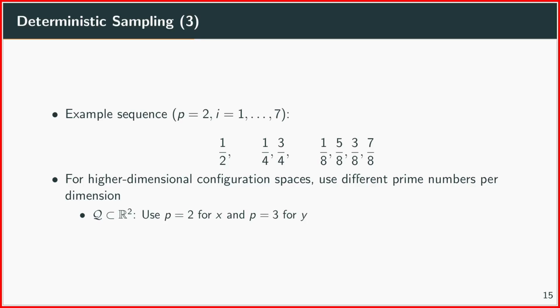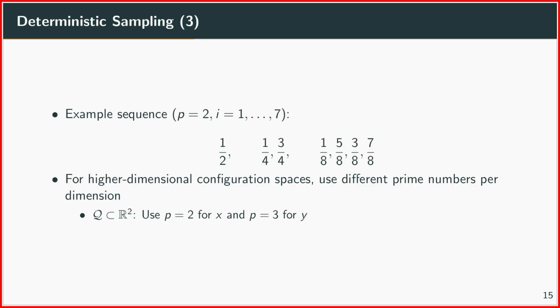Okay, so let me give you just an example sequence. For base 2, the first 7 numbers would be 1 divided by 2, 1 divided by 4, 3 divided by 4. Those would be equivalent to just subdividing and then again subdividing the remaining line segments. And then again you get the higher fractions here divided by 8, which corresponds to, again, subdividing the remaining segments.